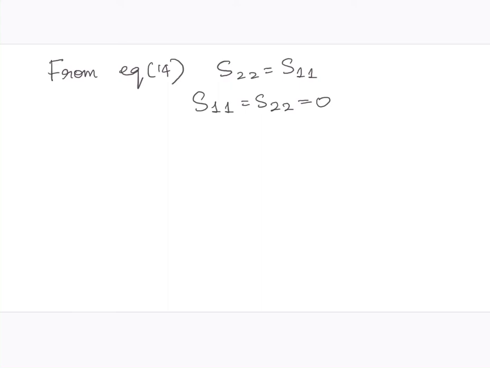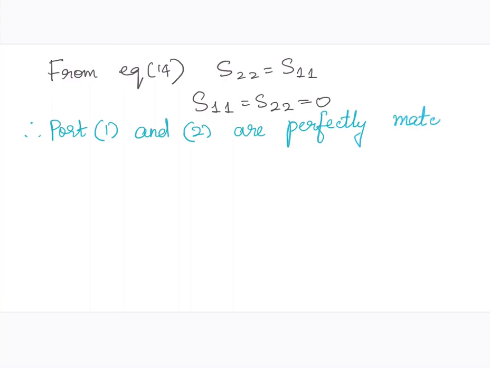If you write the equation like this, this denotes that S11 denotes port 1 is matched to the junction and S22 denotes port 2 is perfectly matched to the junction. So both the ports are perfectly matched to the junction.